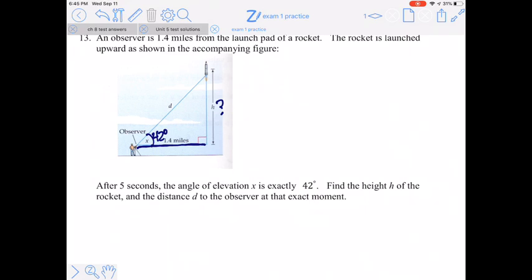Cosine of 42 is 1.4. Okay, you're getting close. Now, I see why you're choosing cosine, because we have adjacent, but cosine deals with adjacent and hypotenuse, so that would help us find d. Tangent. If I want to find h specifically, h is the opposite length of 42 degrees, and that's the adjacent. So opposite and adjacent would be better to use tangent.